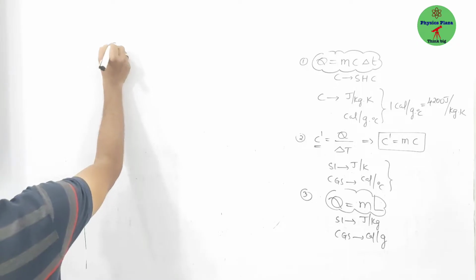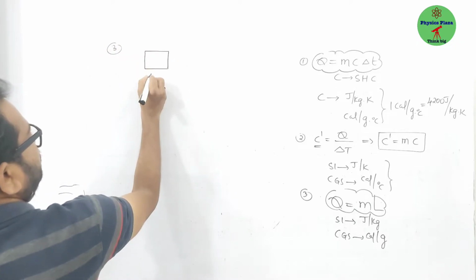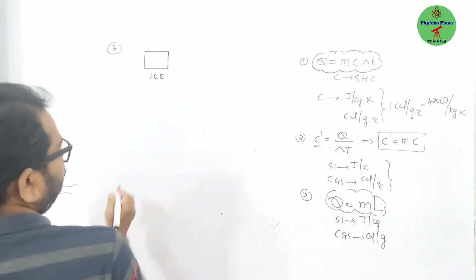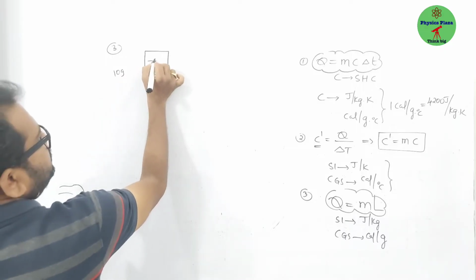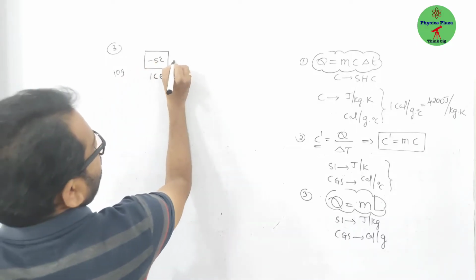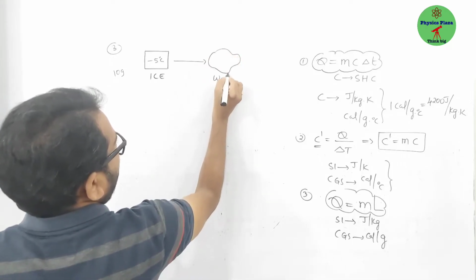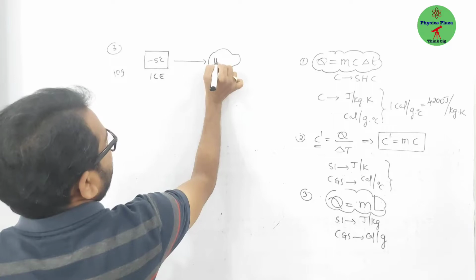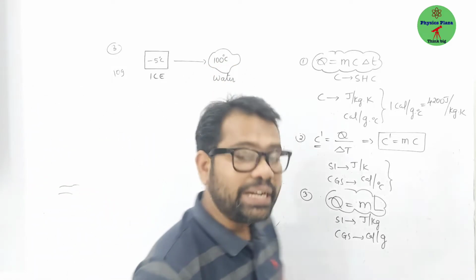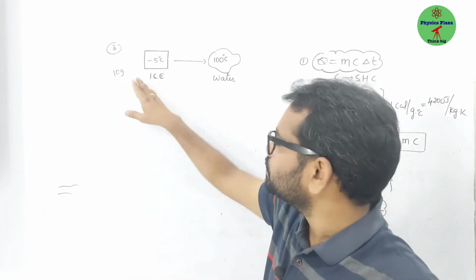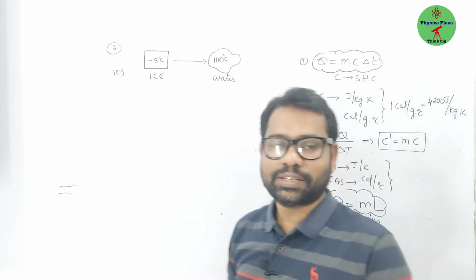So look at this, children. This is ice. Okay, so let us take 10 grams of ice at minus 5 degrees Celsius. Now we want to convert it into water which is at 100 degrees Celsius. Then how much amount of heat is required to convert 10 grams of ice at minus 5 degrees Celsius to 10 grams of water at 100 degrees Celsius?